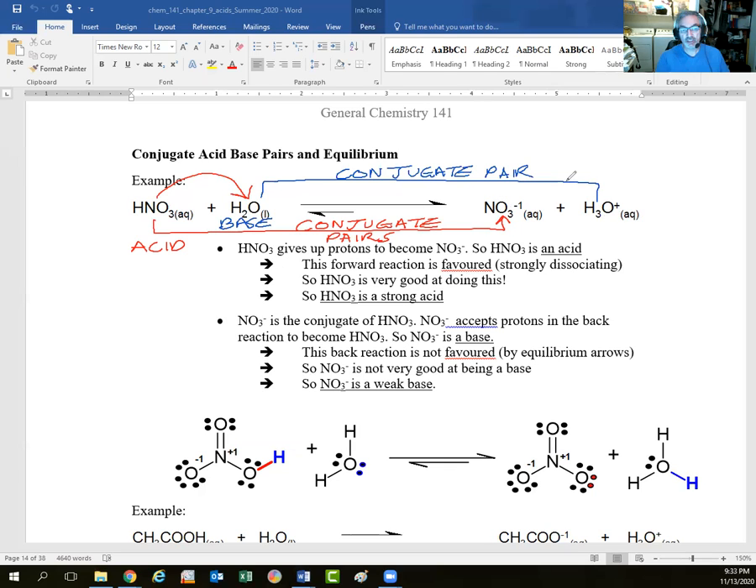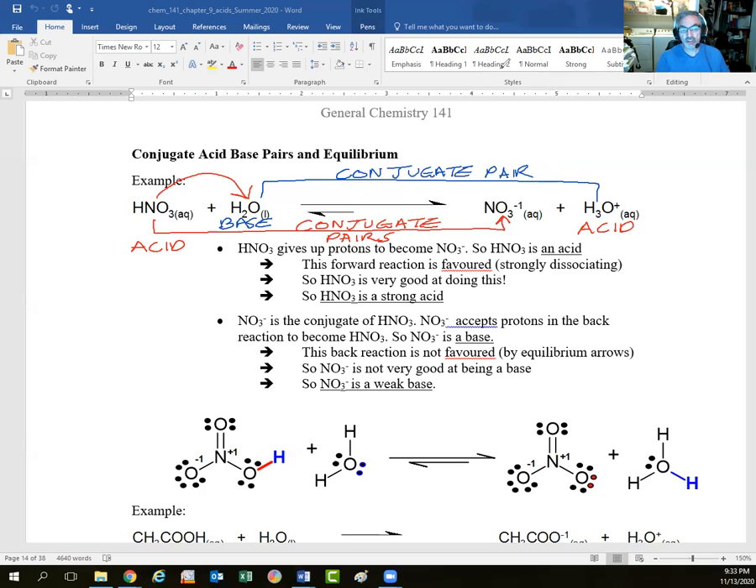But for the back reaction, if we look at the H3O+, the hydronium ion, to turn back into its partner, going from H3O+ to H2O, it's got to donate a proton, I beg your pardon, getting ahead of myself. And so donating a proton, it's an acid. It starts as H3O+ and finishes as H2O in the back reaction.